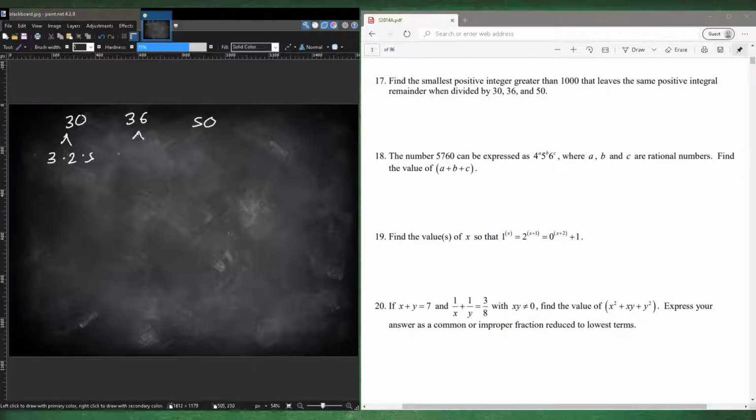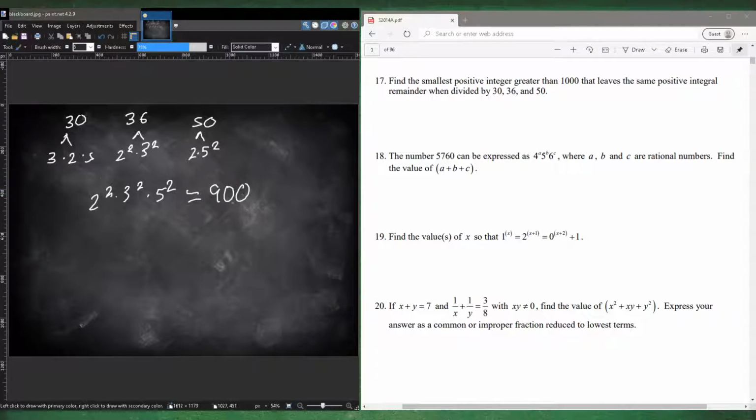So we could just rewrite it as 2 squared times 3 squared. And 50 divided by 2, that's 25. So that's a 2 and a 5 squared. So we have a 2 squared, a 3 squared, and a 5 squared as our overall least common multiple. So that's 4 times 25, which is 100, times 9, which is 900.